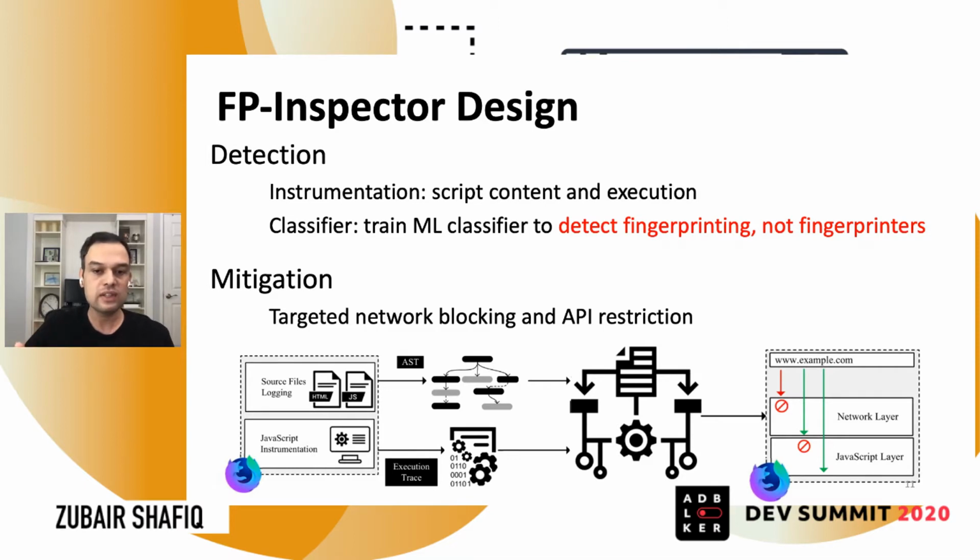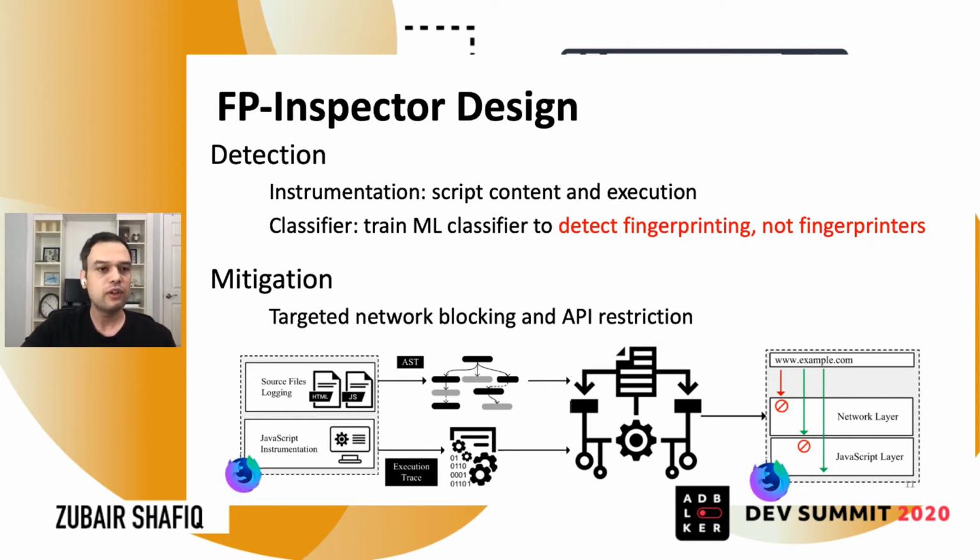But if this is done aggressively, especially on sites which are doing first-party fingerprinting, this can actually lead to site breakage. So in FP Inspector, we implement a hybrid of network blocking and API restriction, where network blocking is only implemented for third-party fingerprinting scripts. And then for first-party fingerprinting, we resort to API restrictions, where we block the APIs which are known to be abused for fingerprinting. So it provides a nice compromise between the privacy protection and potential site breakage that can happen.